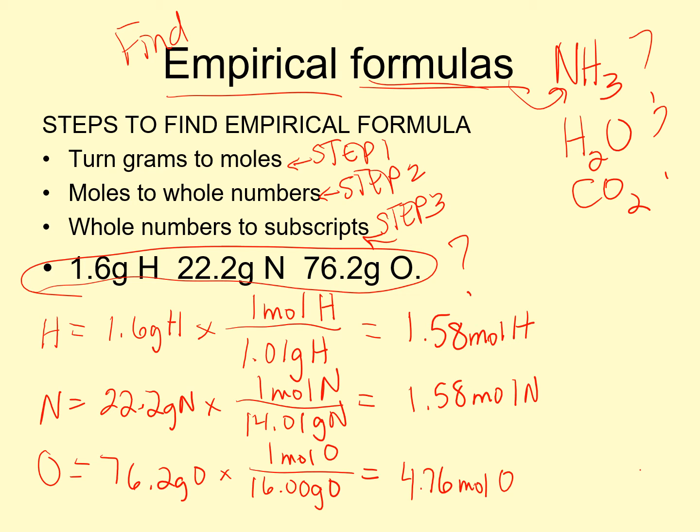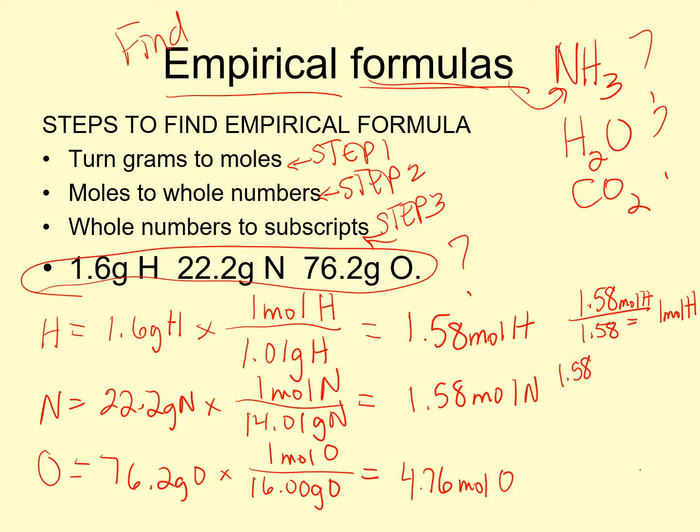Now, I'm not done, because I did step one. Step two is a new thing. We are going to turn these moles into whole numbers. So anytime you want a whole number, you have to divide something by itself to get a 1. So I picked the smallest number of moles. Out of all of these moles, 1.58 is the smallest. So I would divide all of my moles by that smallest one to get one of them to be a whole number 1. So I say 1.58 mole H divided by 1.58 equals 1 mole H. All right. But then I'm using 1.58 as my divider because it's the smallest one.